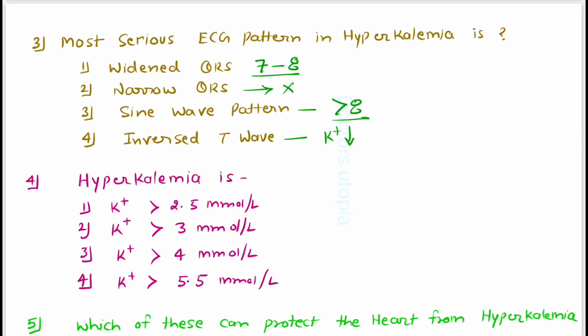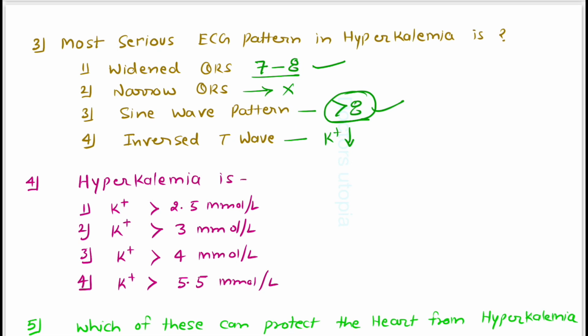So now we have two options left, widened QRS and the sine wave. More severe is the sine wave because it appears when the potassium increases more than 8 millimole per liter. In that case sine wave pattern will appear, and that's the most severe form of hyperkalemia.